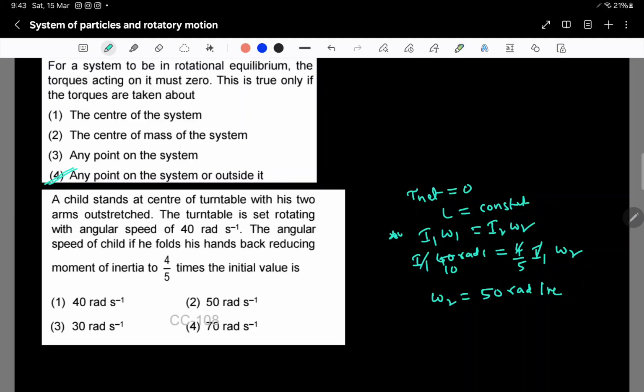So these model questions are also repeatedly asked, students. If there is no external torque acting on the system, in rotational equilibrium, the angular momentum of a system of particles remains constant, L equal to constant, I1 omega 1 equal to I2 omega 2.